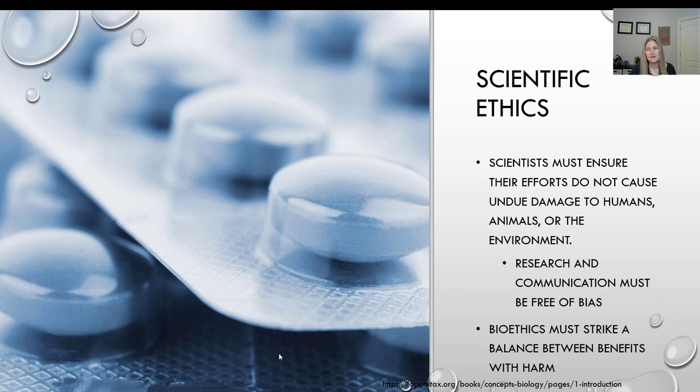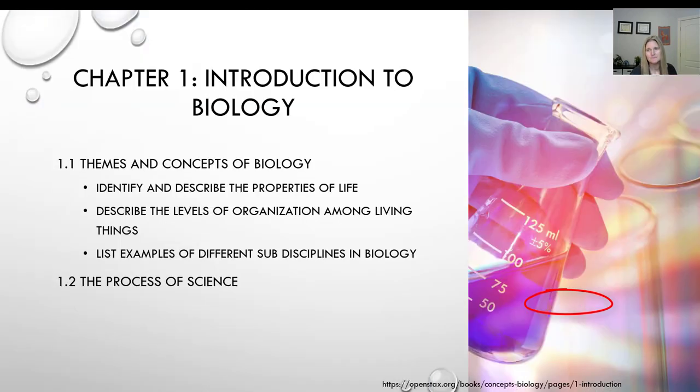And then as far as scientists, when we do research, we want to make sure that our research and the communication of our research is free of bias. So we don't want to include our personal bias; we want to exclude that as much as possible when we are constructing experiments and presenting data and so forth. So how do we ensure that our research is free of bias? Well, we can get into the process of science, which is our next section within the Introduction of Biology, Chapter 1.